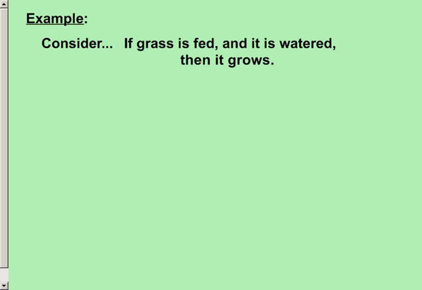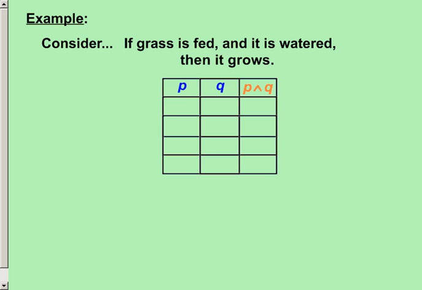Let's consider the statement, if grass is fed and it is watered, then it grows. This is an AND table. You can read the vocabulary right there in the middle of the sentence. If grass is fed and it is watered, so two things had to happen in order for this to work. The first situation is if you have truth in your P and your Q, then you have truth in your AND statement. Food and water for the grass equals growth.